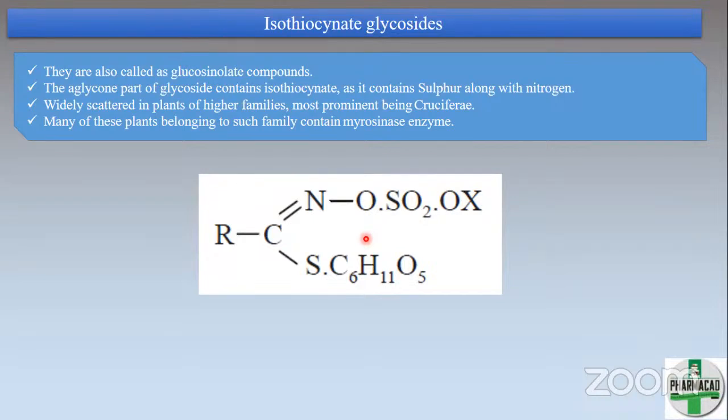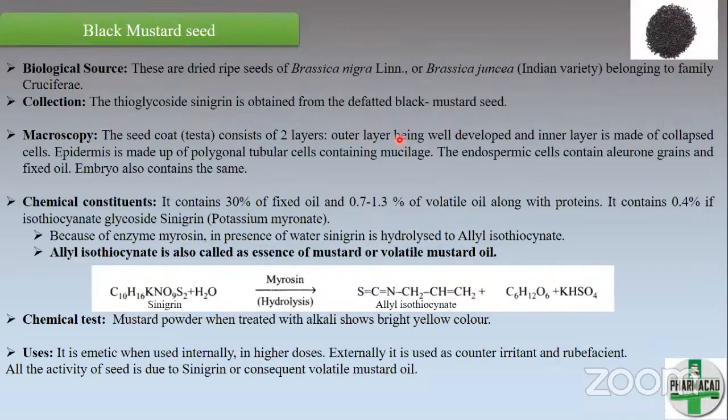Widely scattered in plants of higher families, most prominent being cruciferae. Many of these plants also contain myrosinase enzyme. What is the example of this class, isothiocyanate? Black mustard, rye, sarson is the example. So they are nothing but dried ripe seeds of Brassica nigra or Brassica juncea belonging to family Cruciferae. The thioglycoside sinigrin is obtained from the defatted black mustard seed.